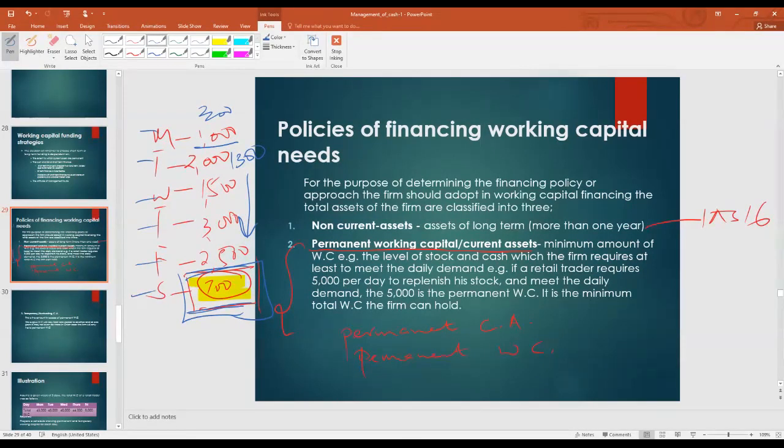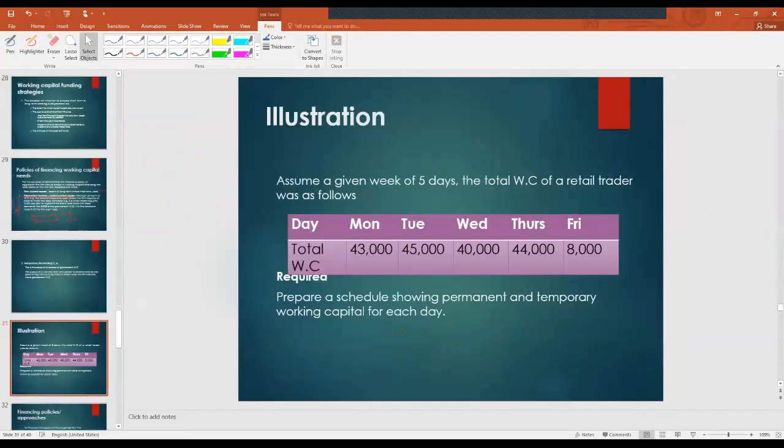Kindly repeat the two points, the distinction between the permanent and the temporal. Okay, so let's just do this example, I think this becomes a bit easier. Let's go through this example, then we attend to it together.